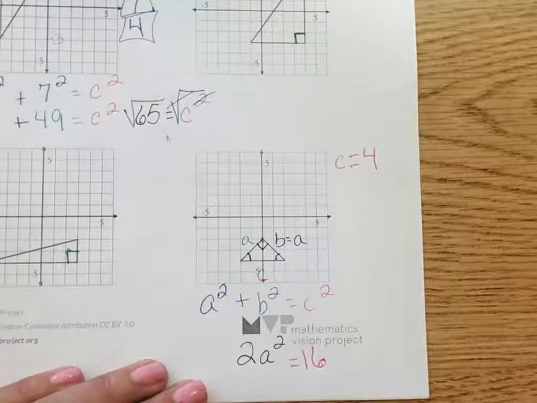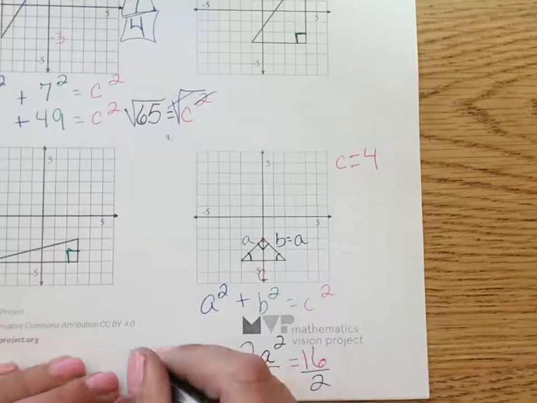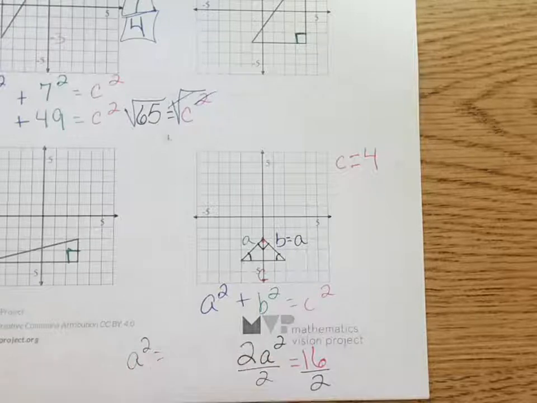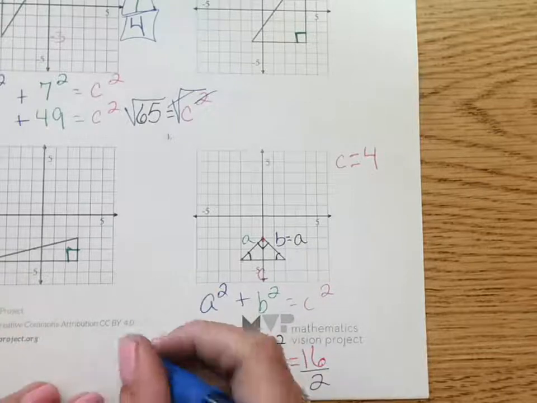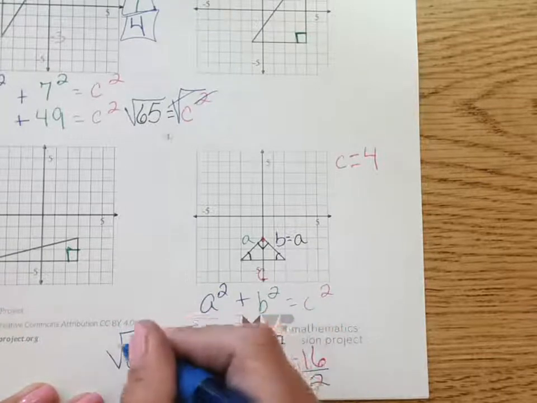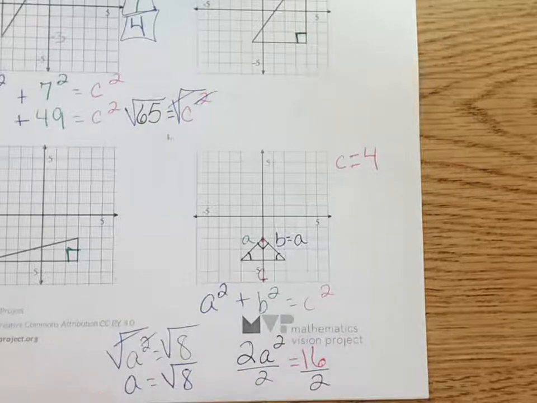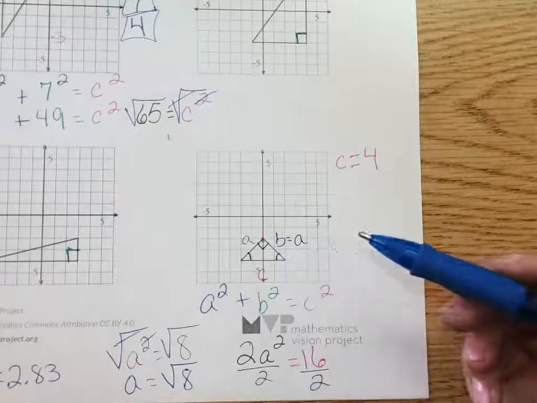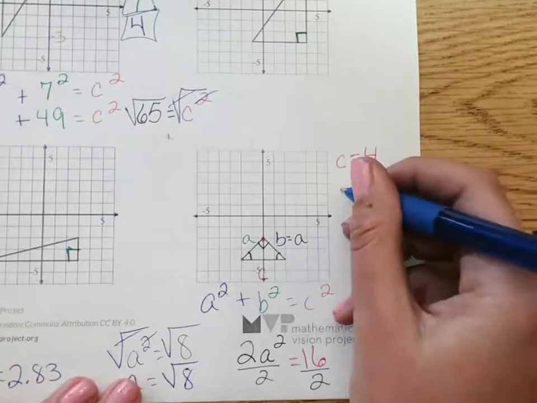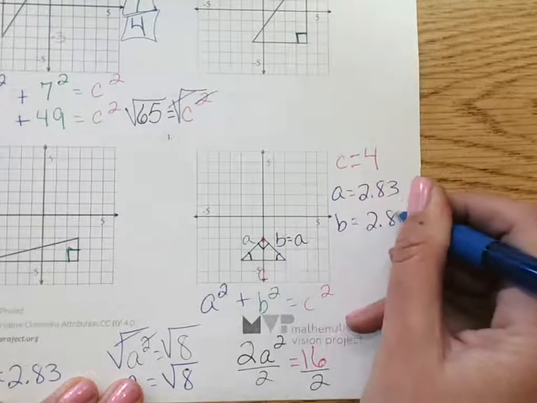Okay. Then we would be solving, so you would divide by 2, divide by 2. A squared equals 8. And then you would take the square root of both sides. So I would get A equals the square root of 8, which, we're supposed to change it into a decimal, which is approximately 2.83. So that means if A is 2.83, so is B. So your side lengths are 2.83 and 2.83 approximately.